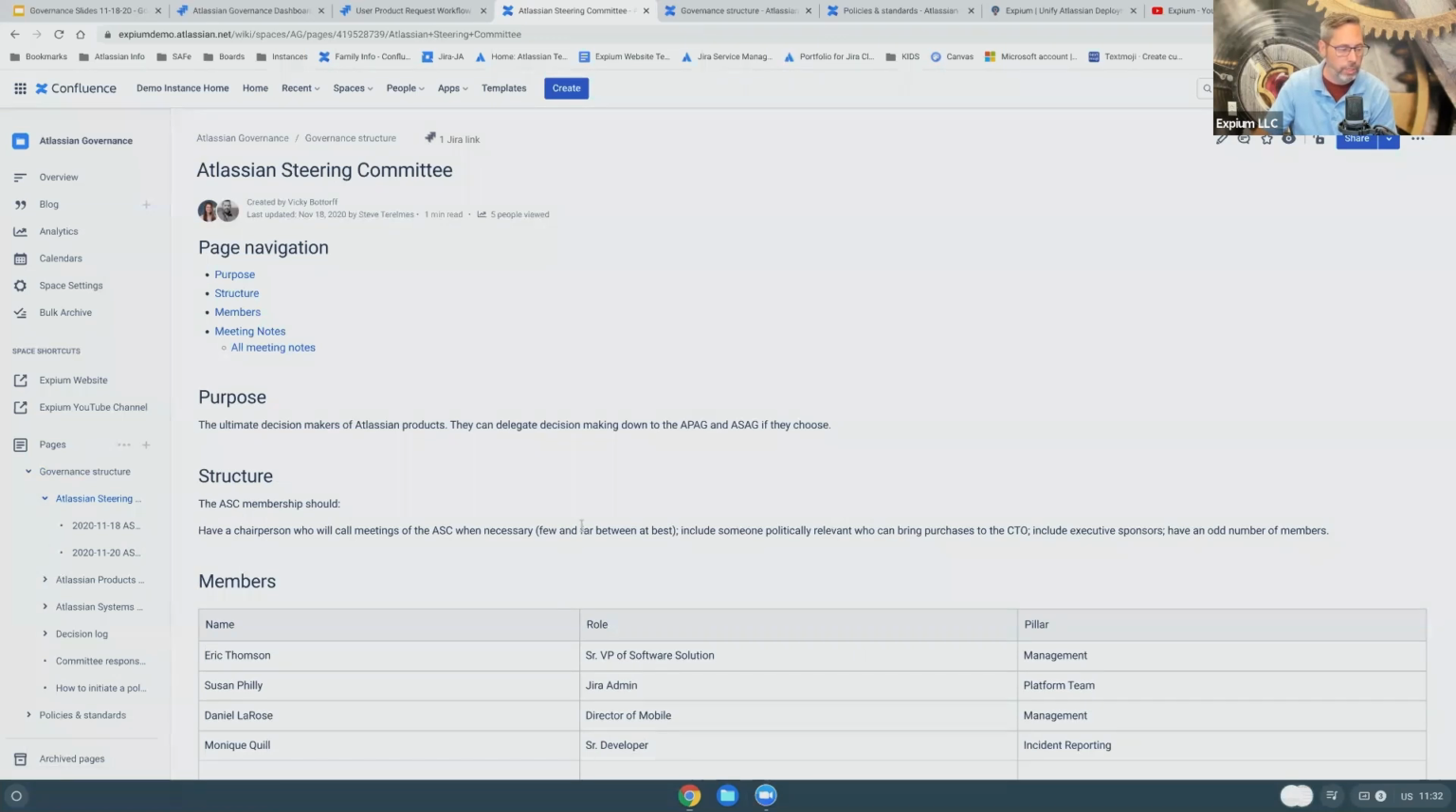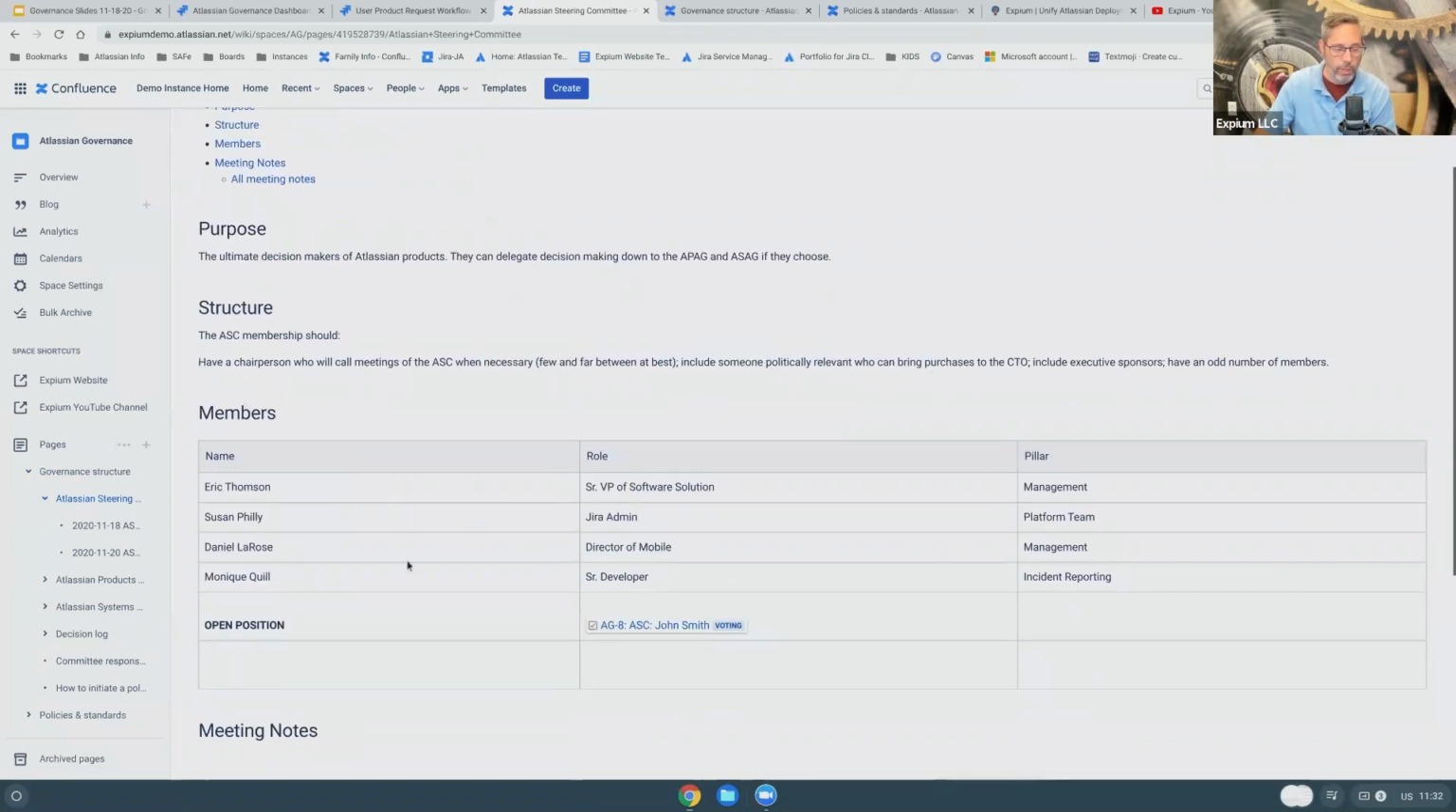Very open information. Here are our members. We can see who they are. You may know one or two of these people. You may talk to one of them. Maybe you even have an open position. And here you have a Jira ticket that's being brought into the Confluence Atlassian steering committee page to designate the fact that John Smith is being nominated for the position, and it's currently in the voting status right now. We'll talk about the activities that happen around governance in a little while.